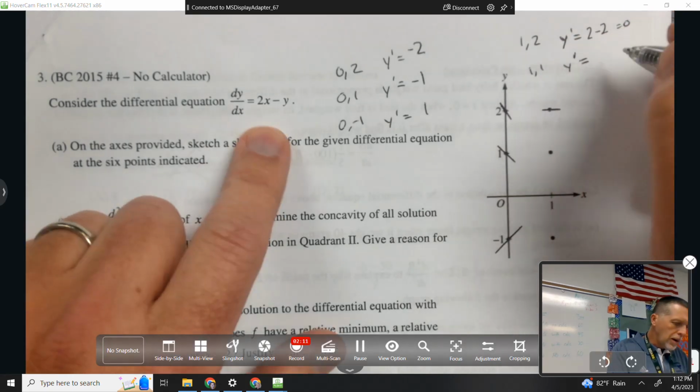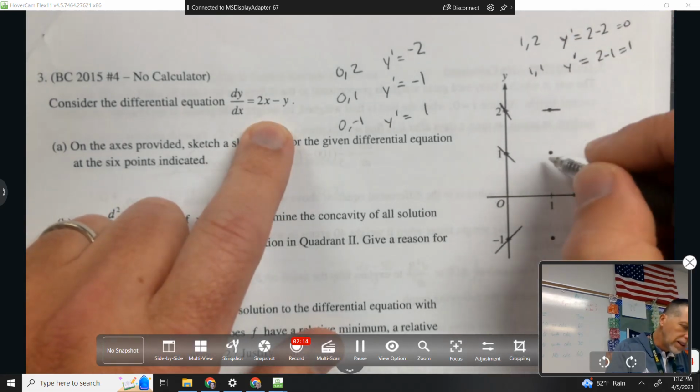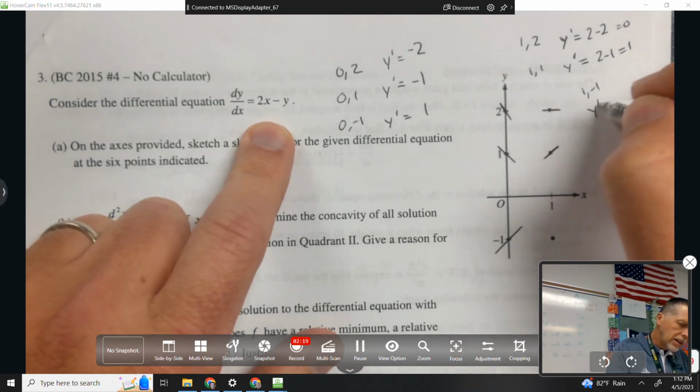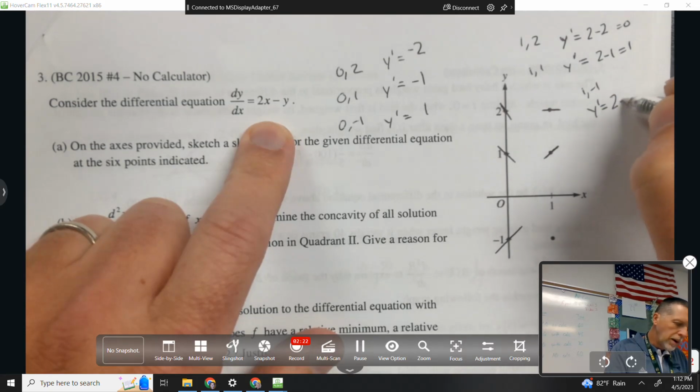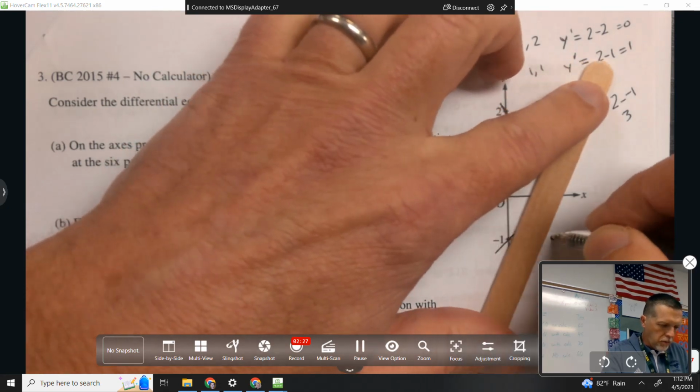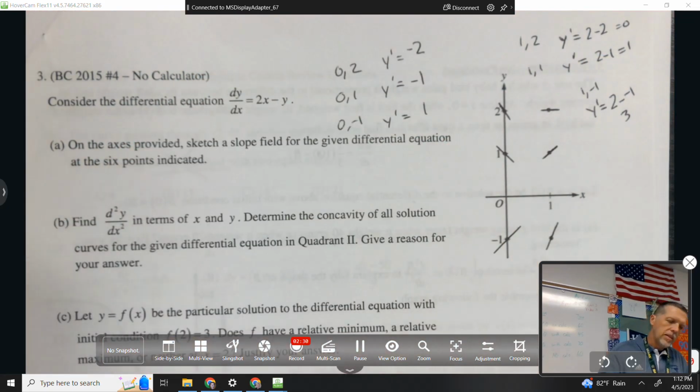At (1, 1), y prime would be 2 minus 1 is 1. And at (1, negative 1), 2 minus negative 1 is 3. So it's pretty steep for that one. Okay. Slope fields are usually pretty easy to draw. I kind of don't like that one because usually we draw enough pieces that you can see a pattern. That one doesn't look very patterny, but we didn't draw very many pieces of it. So I guess that's good enough for that one.